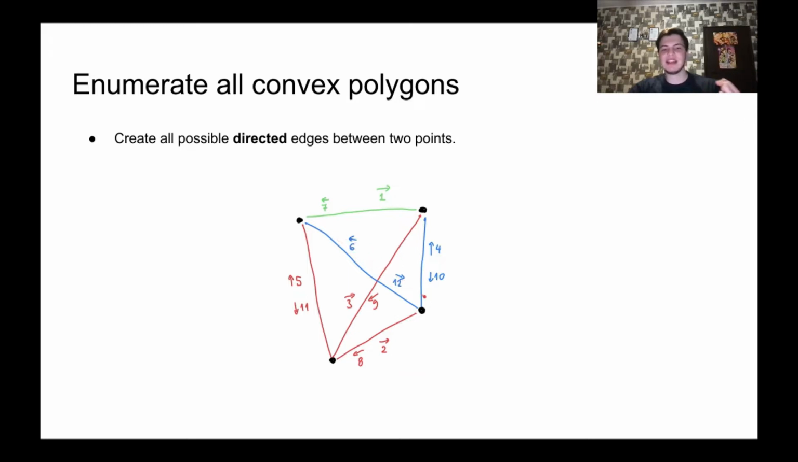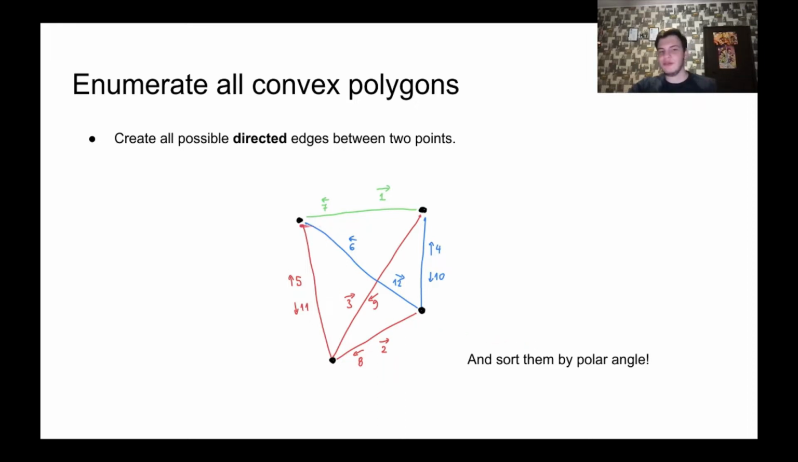In this case, we have 6 edges, but they're bidirectional. I mean, we have an edge in one direction and then in the other direction. So overall, we have 12 edges. And the second thing we do is sort all of the edges by angle.